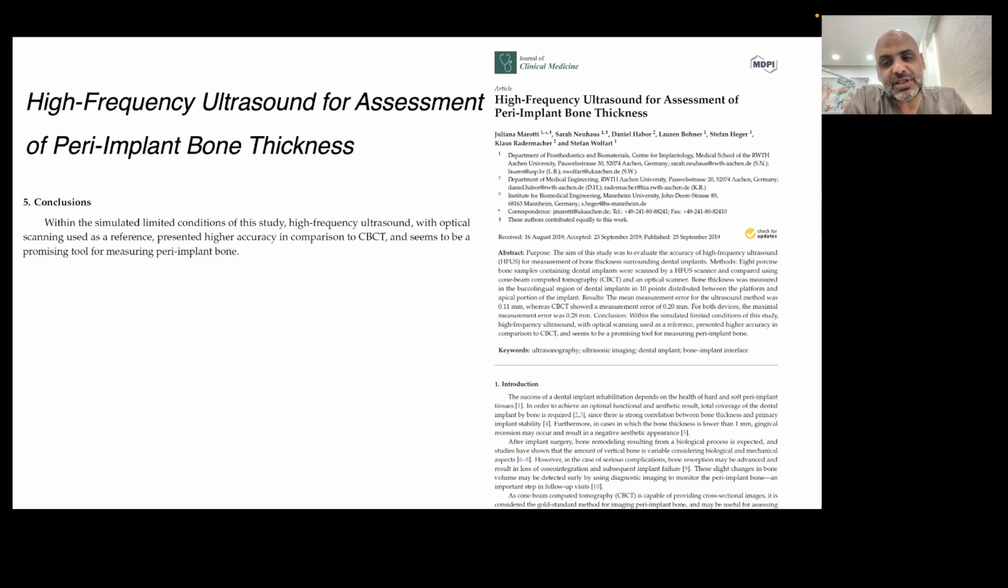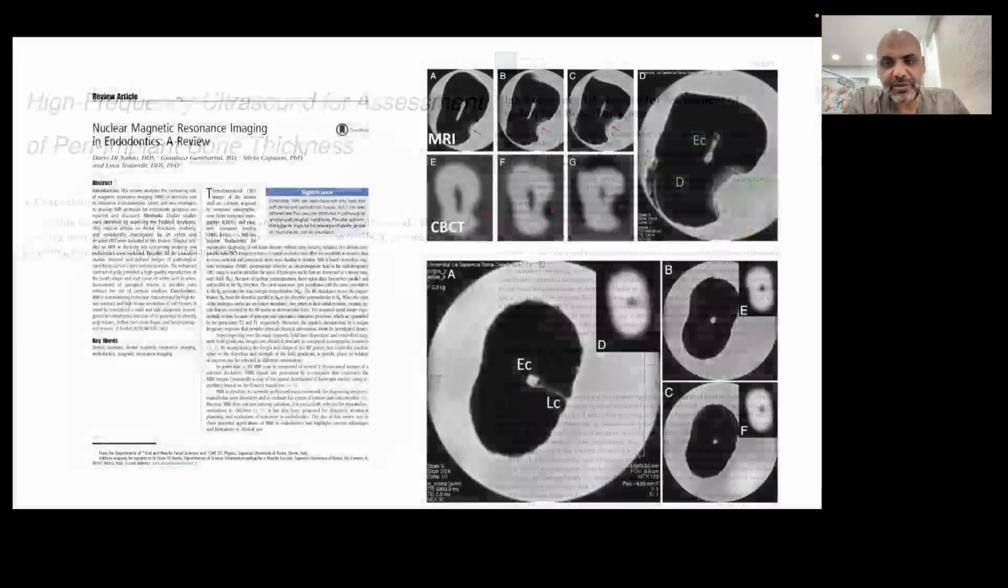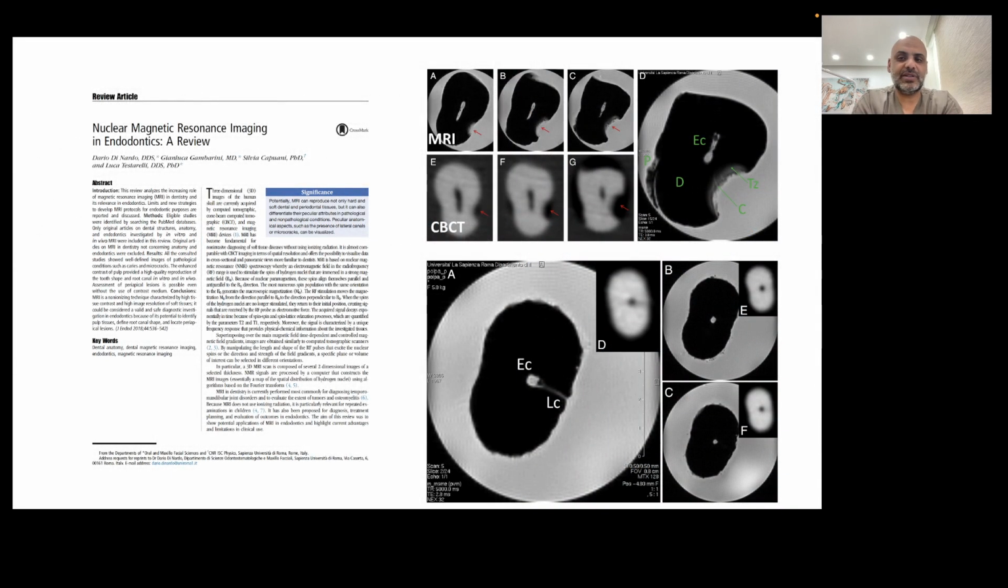It has been published, and this is a new device. They use it for bone assessment and the assessment of the implant and implant surrounding structure. It can also help to assess a soft tissue around the implant. We can use it as well for assessing the soft tissue and the periapical lesion, for example. Another tool that might gain interest in the future, MRI.